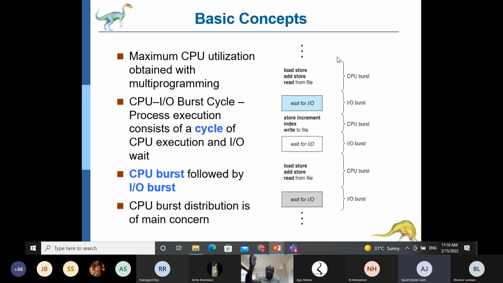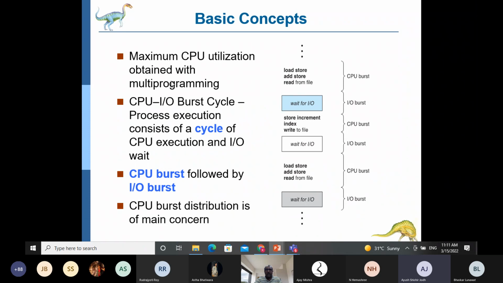So when you look at a sequence of instructions in a program, you can see a CPU burst followed by an IO burst, and once the IO is completed, again a CPU burst with some computation, and afterwards again some IO will be required. So the structure of a process is an alternating CPU burst, IO burst, CPU burst, IO burst, right?